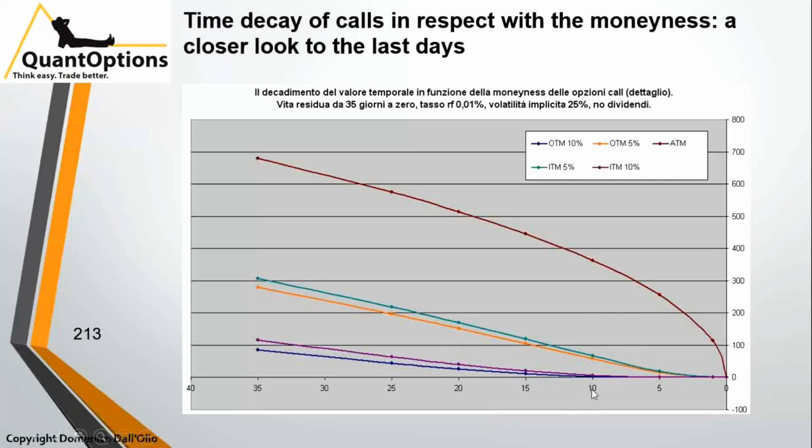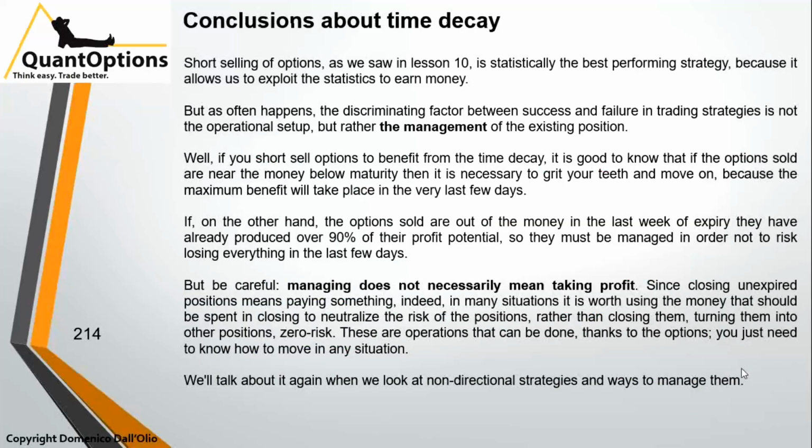When you get to 10 days from the maturity, especially with out of the money or very in the money options, you could close the positions because most of the value of the option is already gone. And it could be risky to wait another 10 days just to get an incremental, very little profit on that option. Conclusions about time decay.